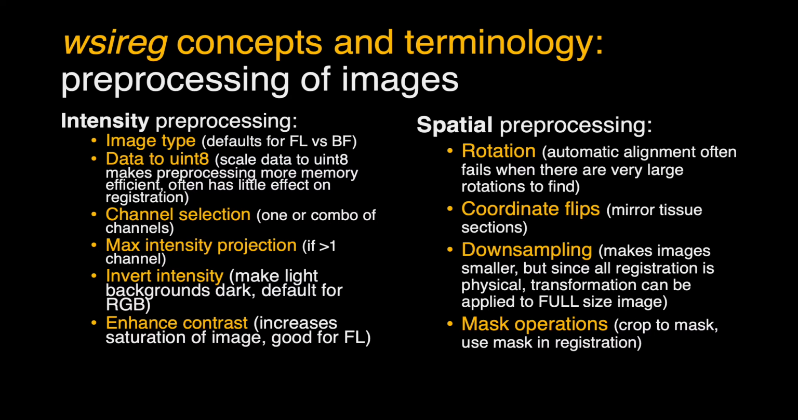On the spatial side, this is when you have two images where one has a large rotation compared to the other. Oftentimes the automatic alignment provided by wsireg through elastix is not going to find those larger alignments, but as a human being it's extremely easy for you to see it. So you can quickly find that alignment in the viewer, change it by adding rotation, and that increases the probability of a good registration enormously.